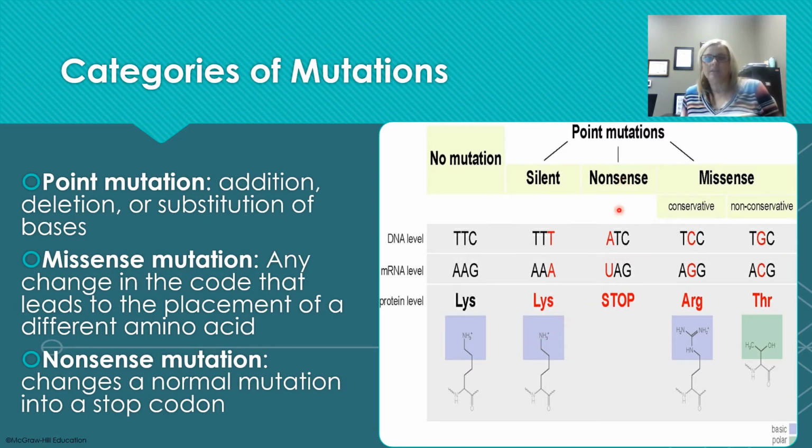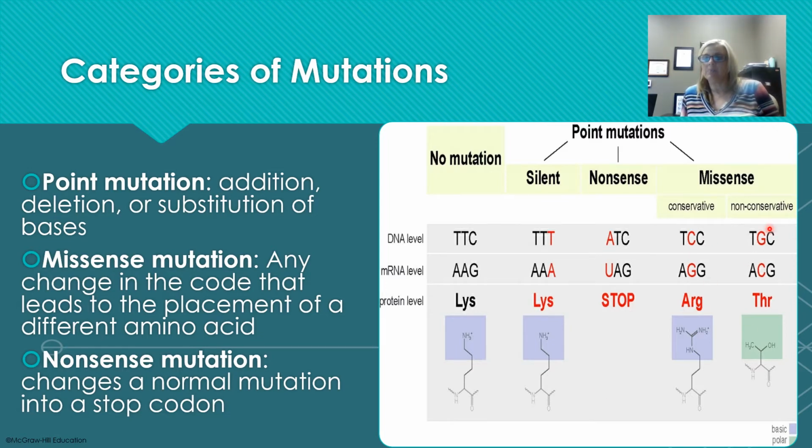Then you have here an example of the nonsense mutation, okay? And so we have, instead of TTC, when it's copied, we wind up with ATC. That would be copied over into UAG, which means stop. And so you have a completely non-functional protein.